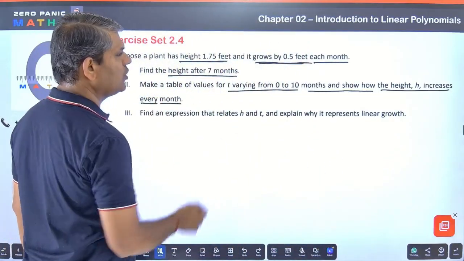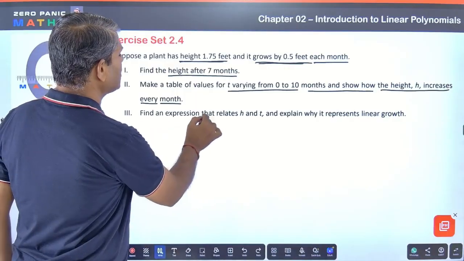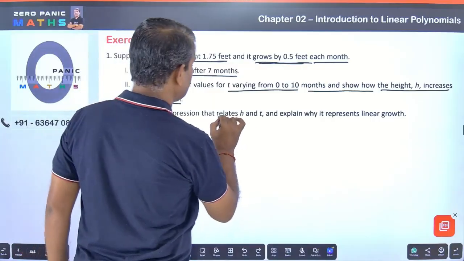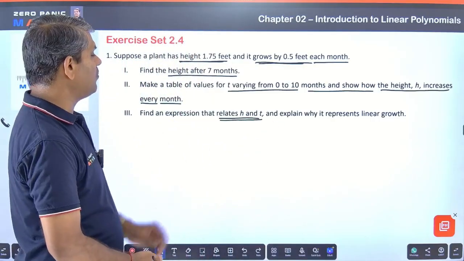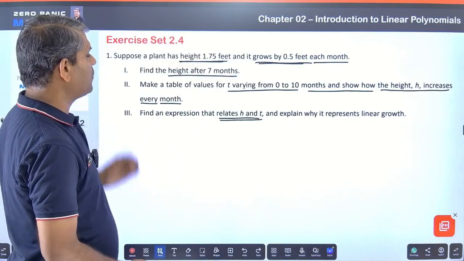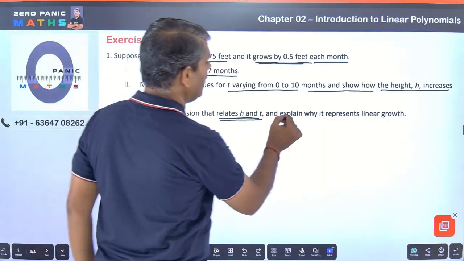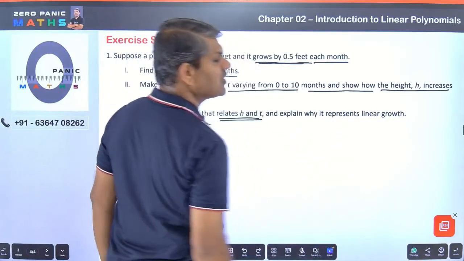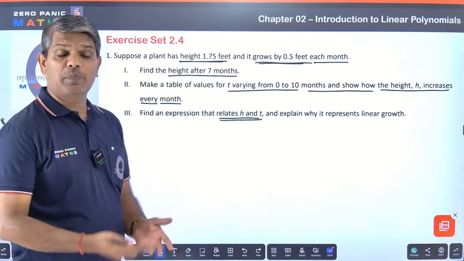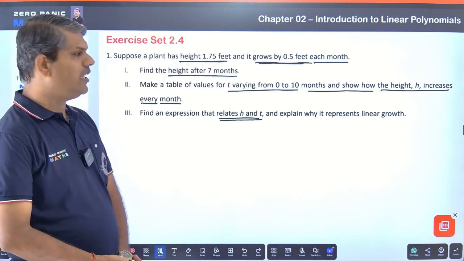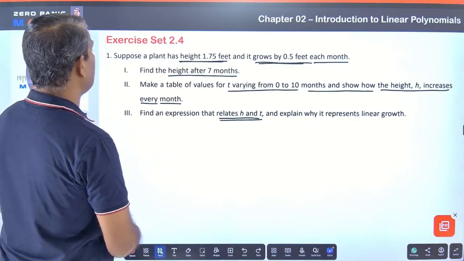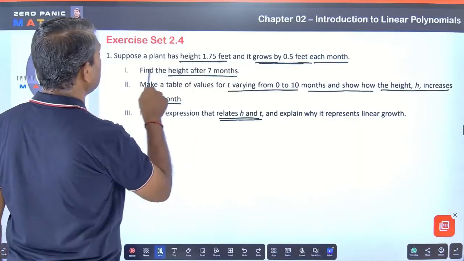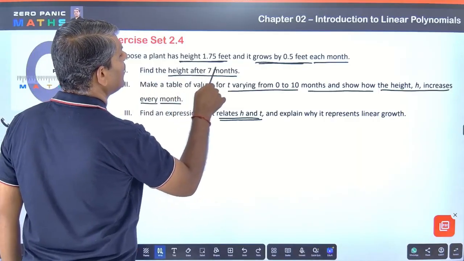Let us do that table also, and find an expression that relates h and t. Similar to the expression we saw in the previous example, we need to define an expression that relates h and t and explain why it represents a linear growth. It's a simple example. Now let us start with the first part of this question, finding the height after 7 months.